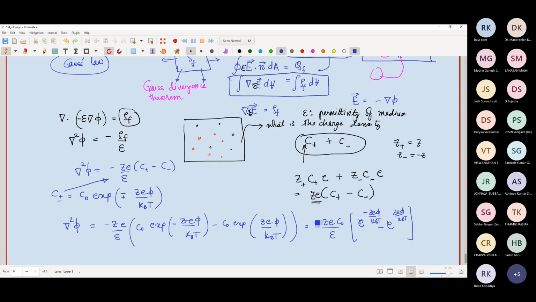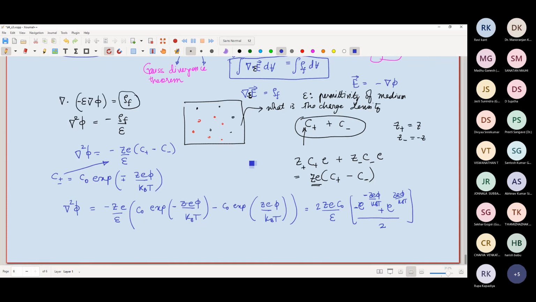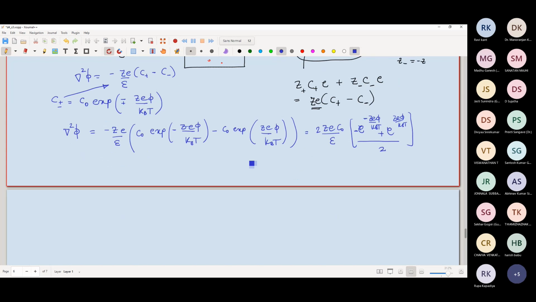Let us take this negative sign inside. So once we take that negative sign inside, we get something like this. If we divide everything by 2 and multiply everything by 2, this turns out to be 2 Ze C naught over epsilon. So what is this expression equal to? This expression is equal to some hyperbolic function.